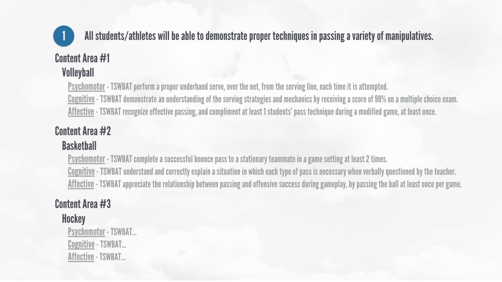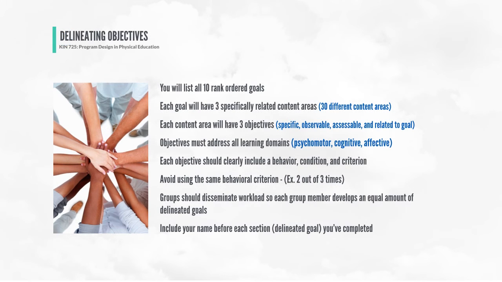So to quickly review, you will list all 10 rank ordered goals. Each goal will have 3 specifically related content areas, 30 different content areas in total. Each content area will have 3 objectives, a specific, observable, accessible objective, and make sure the objective is related to the goal. And the objectives must address all the learning domains, so you'll have one for psychomotor, one for cognitive, and one for affective. And each objective should clearly include the behavior, the condition, and the criterion.